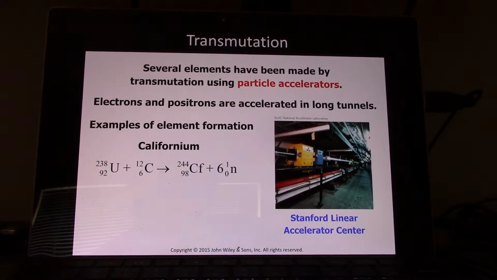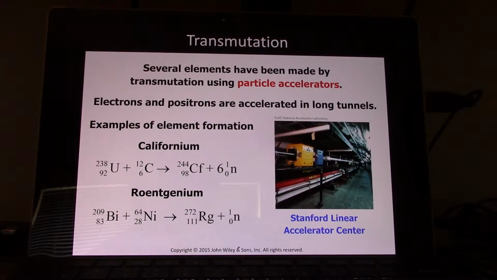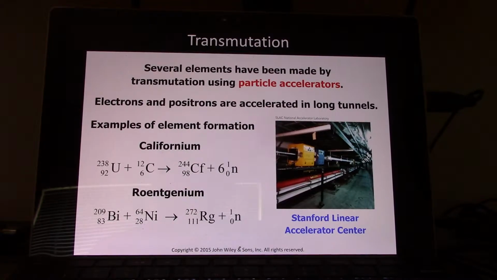Examples of forming californium: uranium-238 is smashed into carbon-12, and we get californium-244 and 6 neutrons emitted from this reaction. Roentgenium: bismuth-209 is smashed into nickel-64, and we get Rg-272 and a neutron.